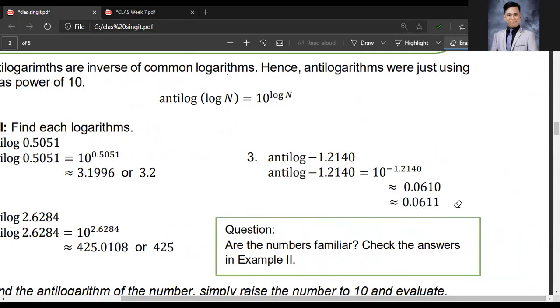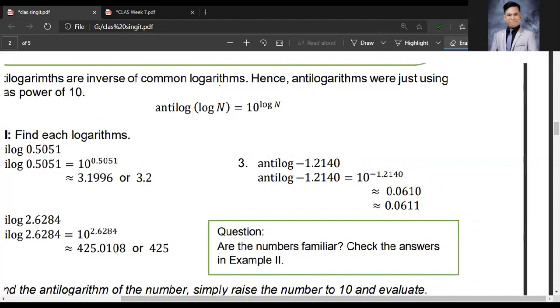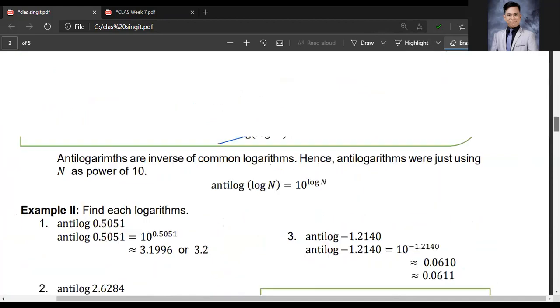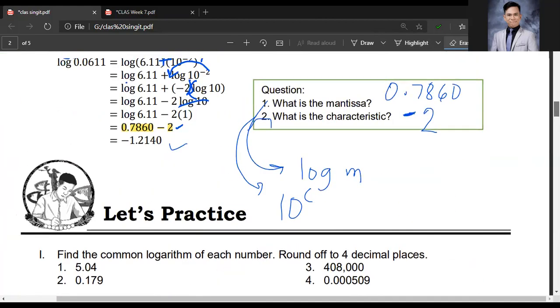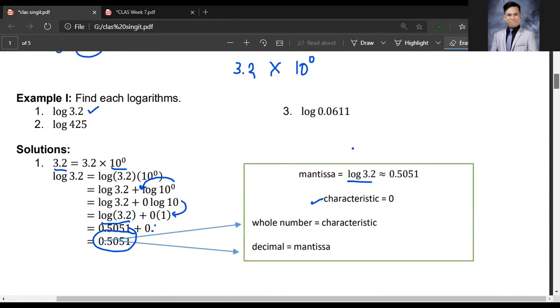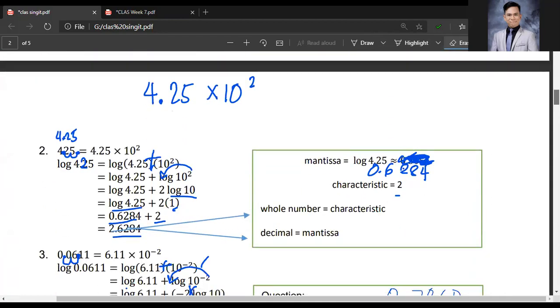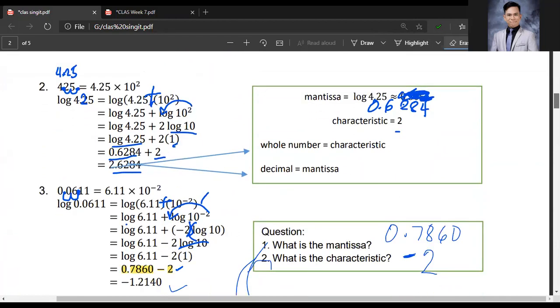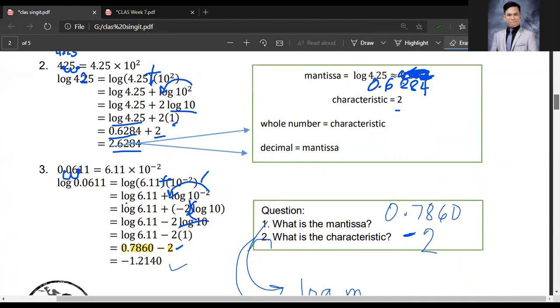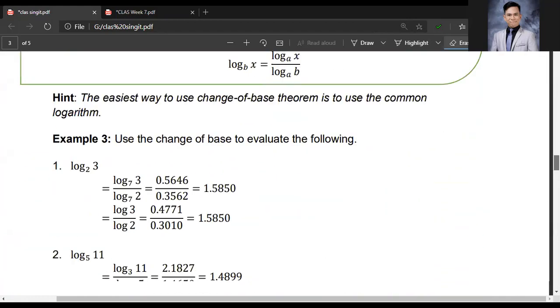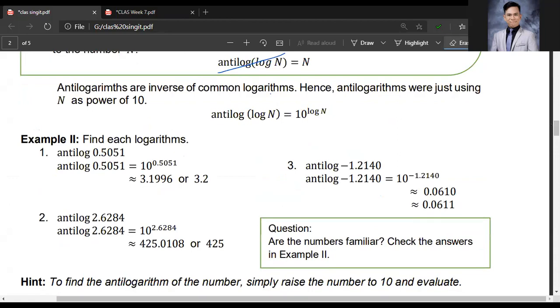Are the numbers familiar? Yes, because class, those are the examples I used in example number 1: 3.2, 425, 2.6284, 0.0611, negative 1.2140. That means we can check our answers using antilog.